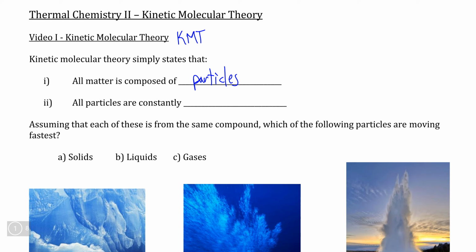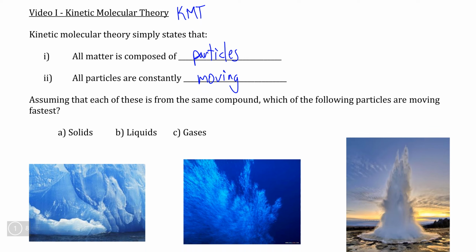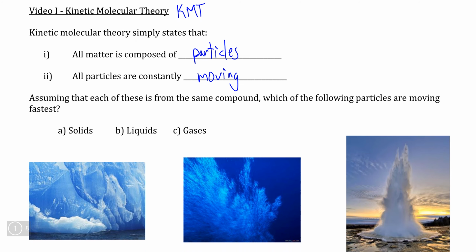Point number two, all particles are constantly moving as long as we are above absolute zero temperature. From this, we can come up with some fairly common sense statements about the relationship between state of matter and the rate at which particles move. Most people understand that the water molecules in water vapor move faster than the water molecules in liquid water, which in turn move faster than the water molecules in water ice.